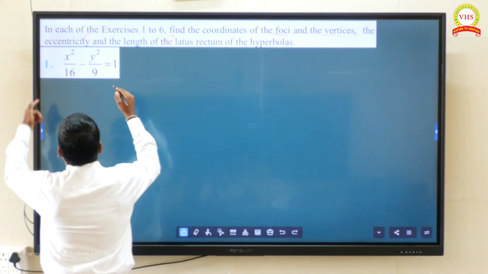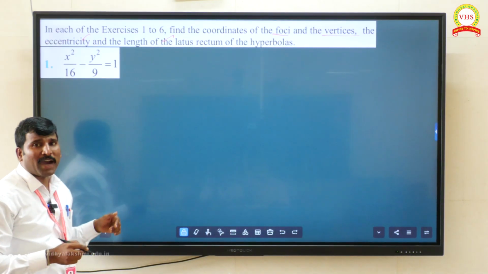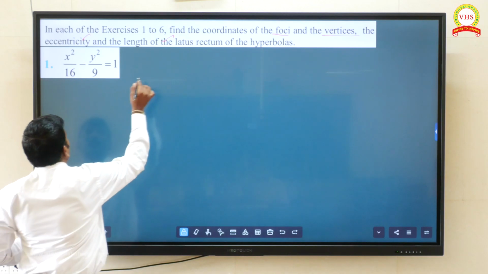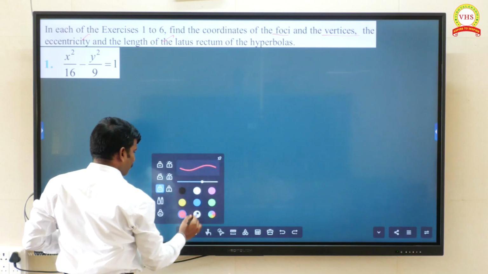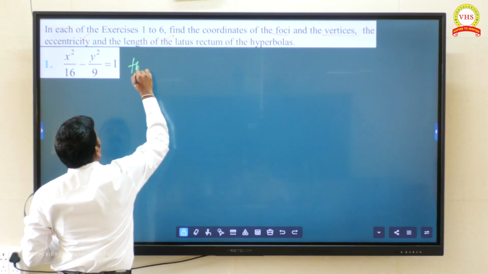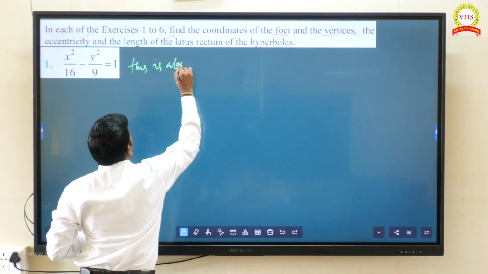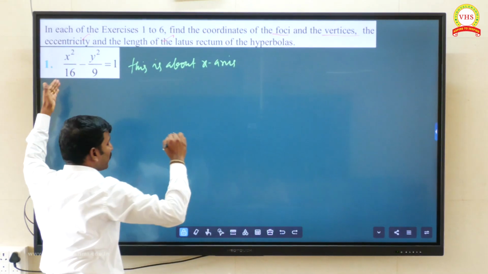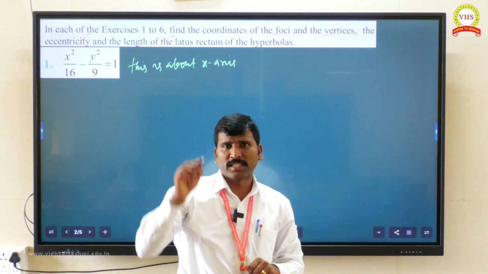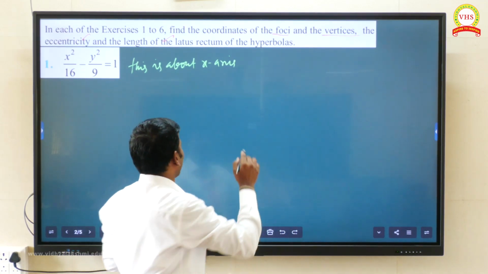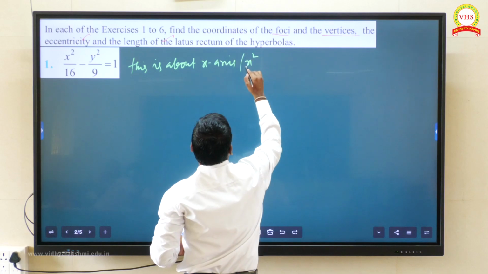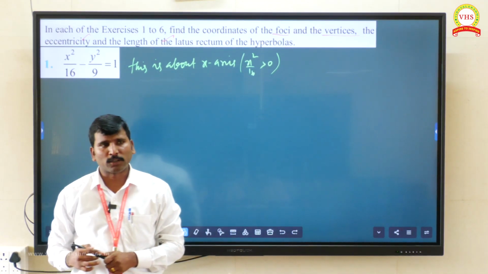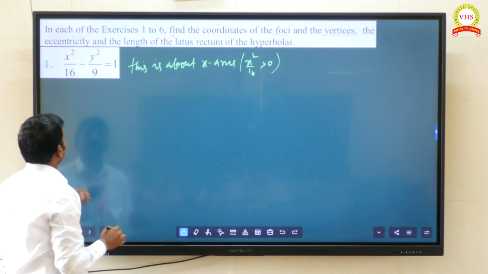Now, here what is that? x square by 16 is in the positive place, so we have to say it is about the x-axis. The reason is x square by 16 is positive, or else you can also say x square by 16 is greater than 0. If you want to write x square by 16 is greater than 0, it means it is positive. Understand? To mention it is positive, we can say like that.